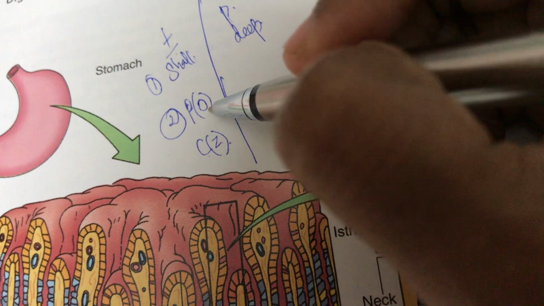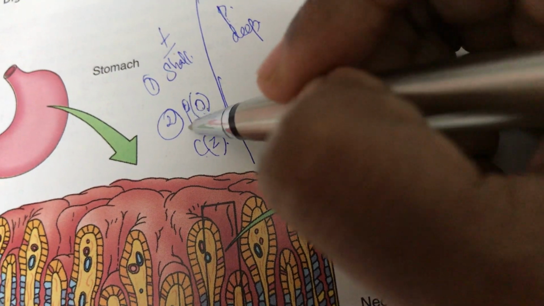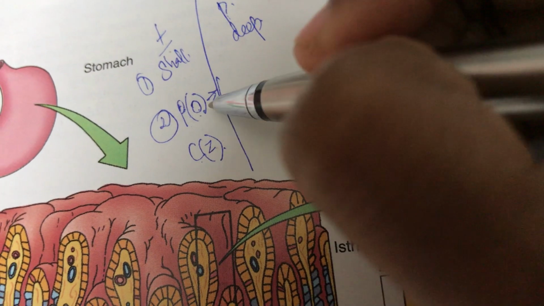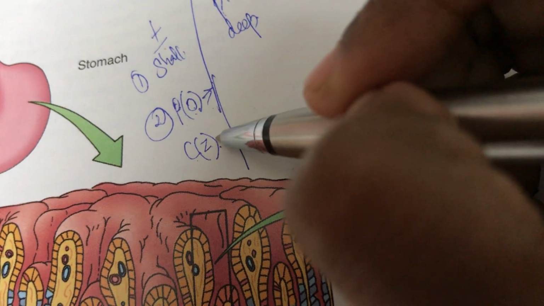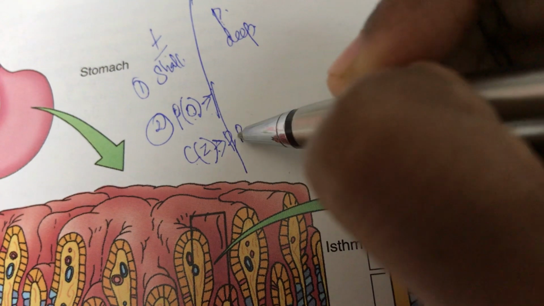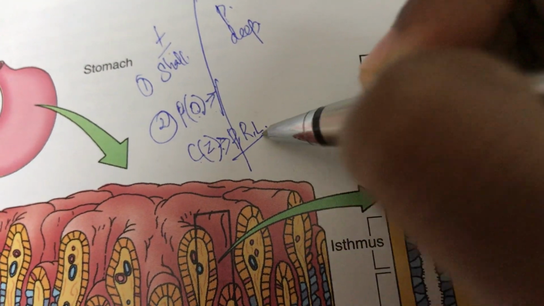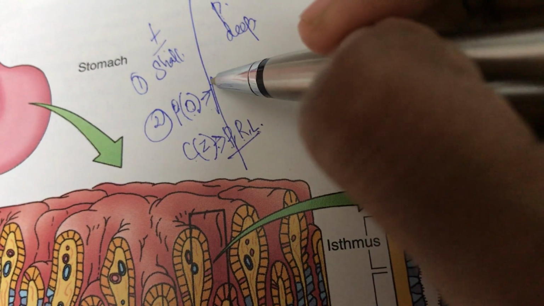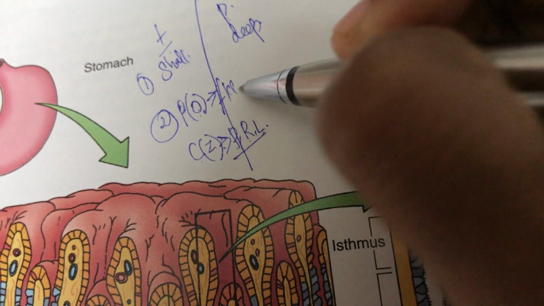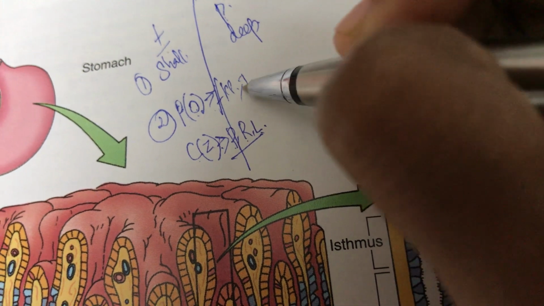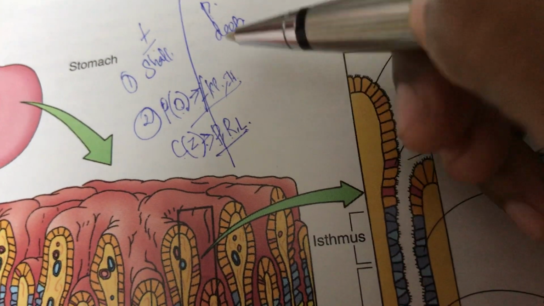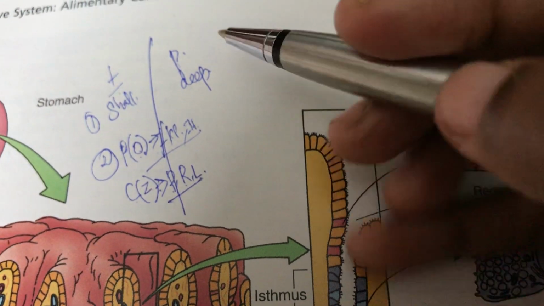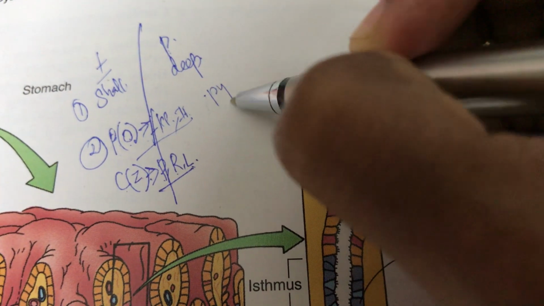So you keep it in mind, OP: parietal and oxyntic cells. What does it secrete? Chief cell secretes pepsinogen, renin and gastric lipase. Okay, these three: pepsinogen, renin and lipase. Here, the parietal cell secretes HCl and intrinsic factor. HCl and intrinsic factor. Okay, next thing is deep, and here you will be having pyloric glands.